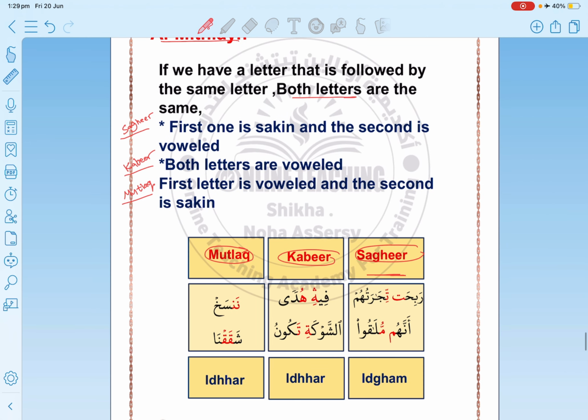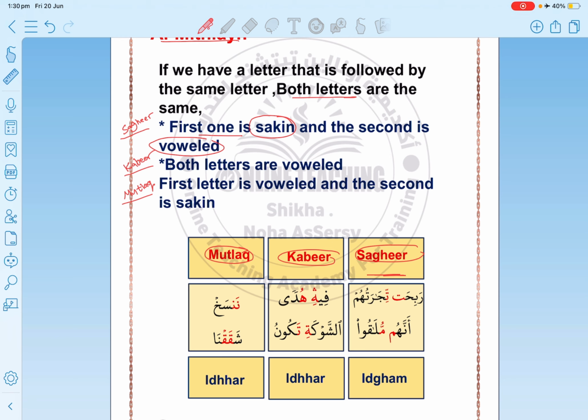The صغير here: ربحت تجارتهم. As you can see, the first ta here is sakin. Why is it sakin? Because it doesn't have any sign. The second ta is mutaharrik, it's voweled. So when the first one is sakin and the second is voweled, we call it mutamathilan صغير, and we call it idgham.